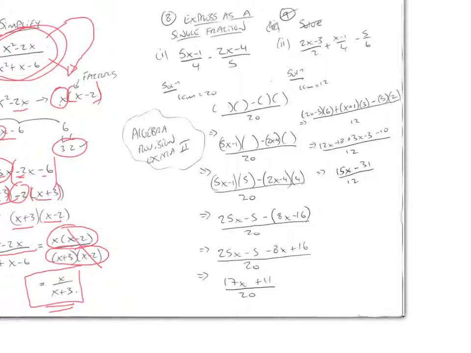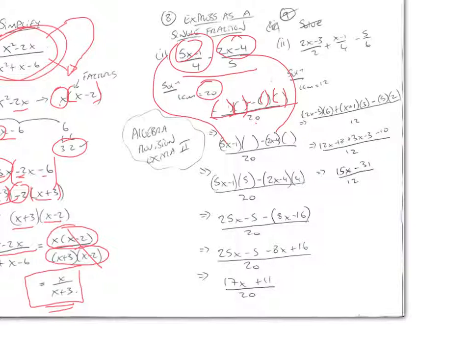Now, express as a single fraction 5x minus 1 over 4 minus 2x minus 4 over 5. Well, we do these by finding the lowest common multiple, draw a line, write that under, and do 2 containers for the first, minus, and 2 containers for the second. We'll put this value into the first here, and this value into the third, and then we'll say 4 goes into 20 5 times, and 5 goes into 20 4 times. So we actually have 5x minus 1 by 5 and 2x minus 4 by 4.